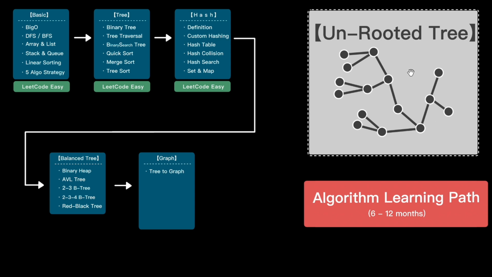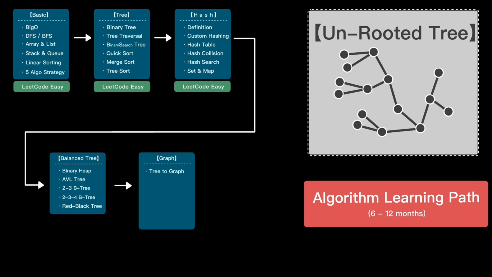So we can say this is an unrooted tree. You will see it's more like a graph now. So actually you can see a tree is just a subset of the graph data structure. So that's how we go to a bigger topic here, from tree to graph.